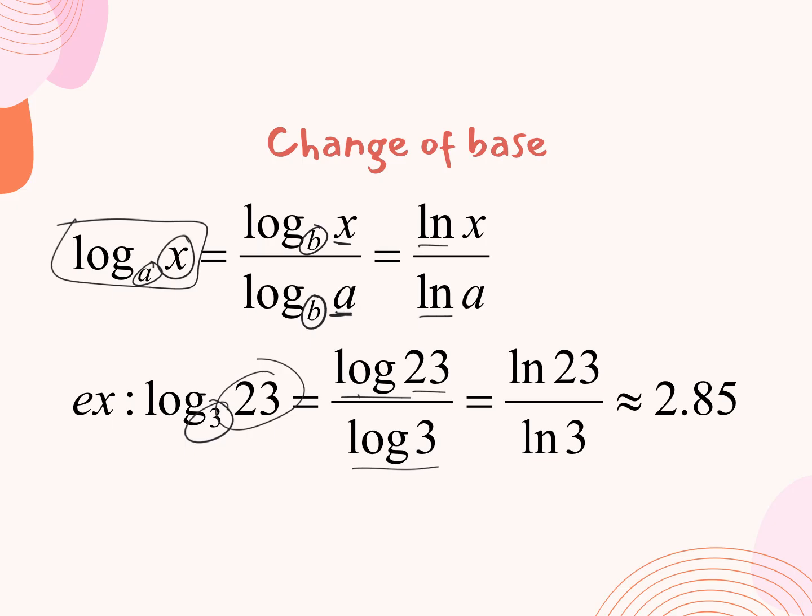I don't know if I mentioned it in the previous video, but if you just see a log, where the log button on your calculator doesn't show a base, you assume it's 10, right? So this is the same as log base 10 of 23 over log base 10 of 3.